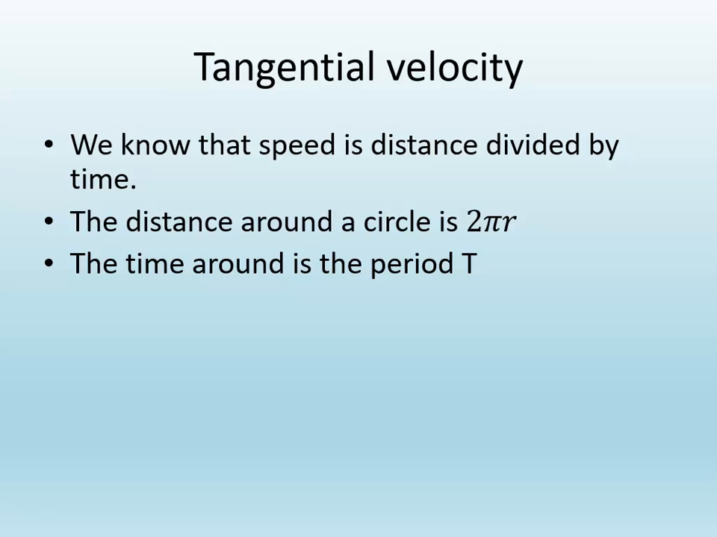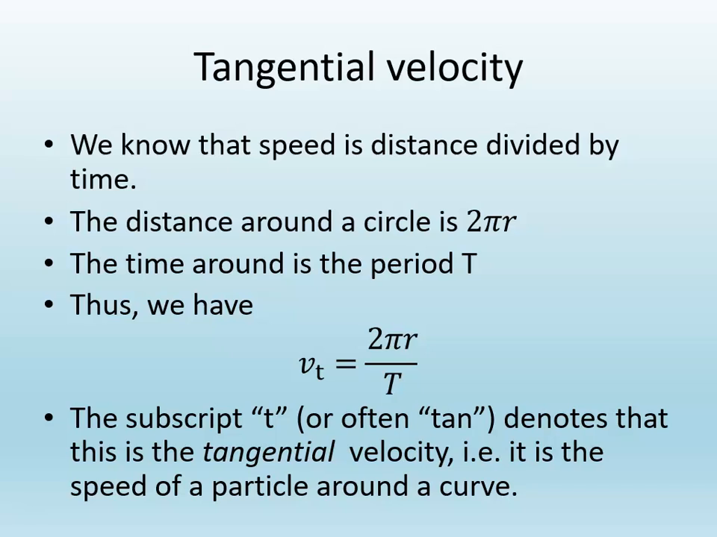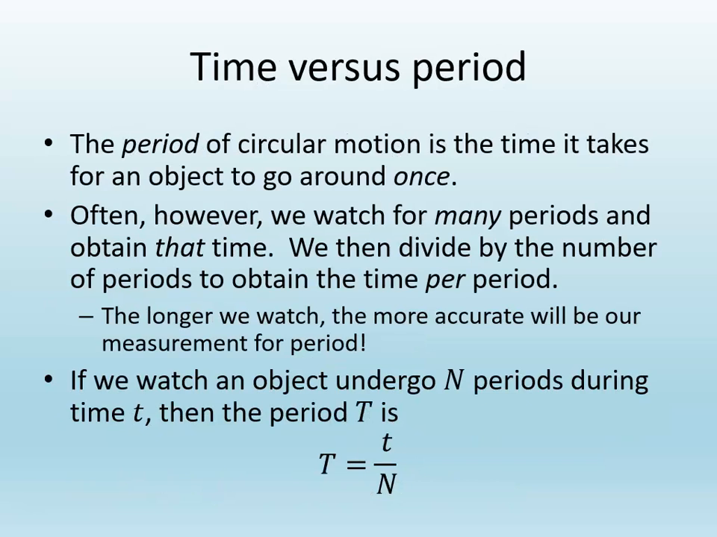And the time around the circle is the period. That's capital T. Well, distance divided by time, so tangential velocity must be 2 pi r over T, circumference divided by period. That's how we can remember it. It's circumference divided by period. And you should know the circumference of a circle is 2 pi r, back from previous math. Now, a lot of times we use the subscript lowercase t to denote that it's a special type of velocity, the tangential velocity, the speed of a particle around a curve.